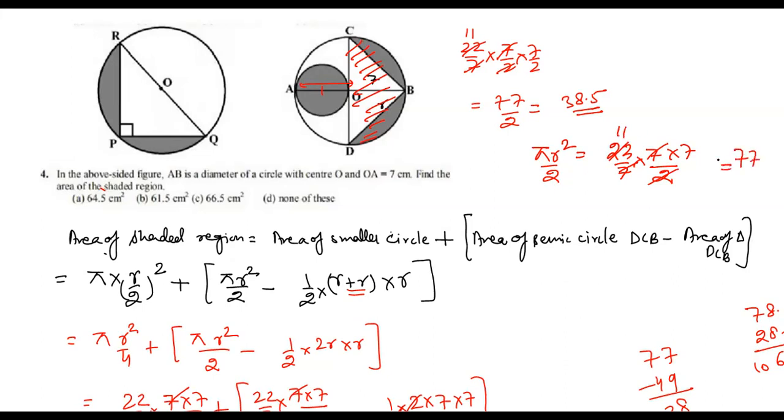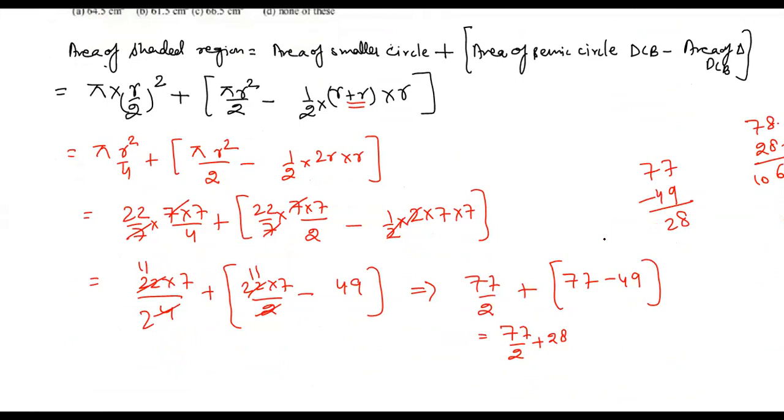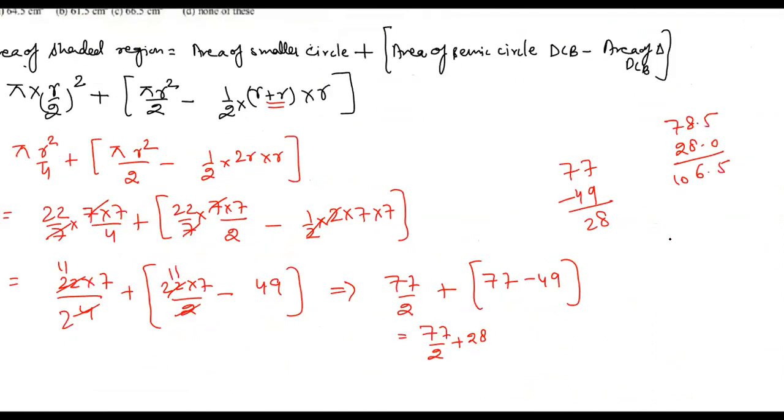Yes, so the mistake is mine, I did not subtract from this. What I did is, one minute, what I did it? I only added. Oh, that's my mistake here. I added 77 by 2 and 28. No, I have to add these two, and that would be 38.5 plus 28.5. Then it will give you the answer.